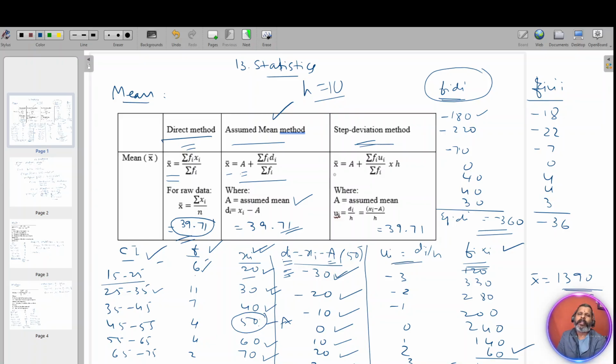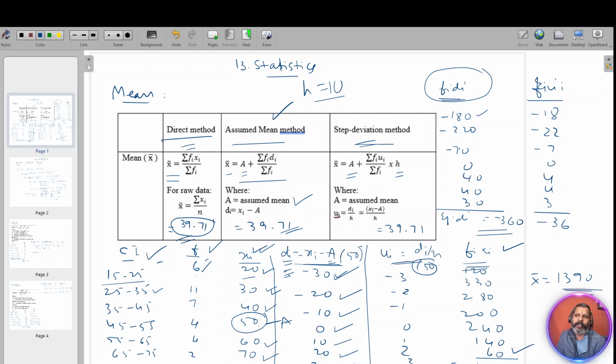Here also they assume one of the xi as the assumed mean, usually the middle one. So here also I assumed 50 as the assumed mean. Then how do you calculate ui? Check the formula. It is a plus sigma fi ui by sigma fi into h. Ui is nothing but di by h. Di is again xi minus a. Don't get confused. Once you practice, you will get a better understanding. We'll see every problem when we solve the exercise. Right now I'm just giving an introduction to the methods used here.